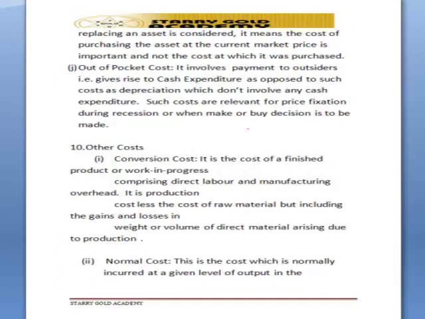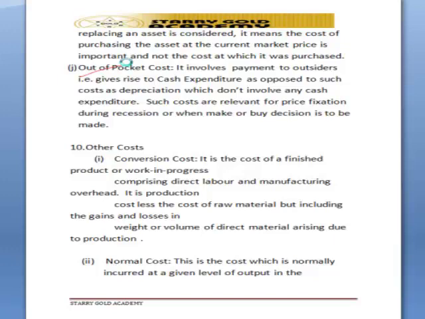We also have what we call out of pocket costs. Out of pocket costs involve payments to outsiders. For instance, they give rise to cash expenditure, as opposed to such costs as depreciation. Depreciation is not a cash outflow. So out of pocket costs are those costs that will necessitate cash flowing out of the organization to a third party. That's why we call them out of pocket costs.